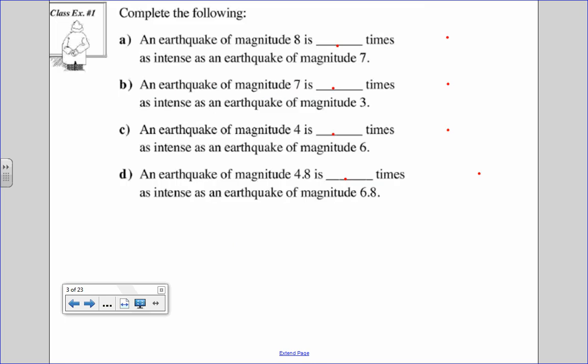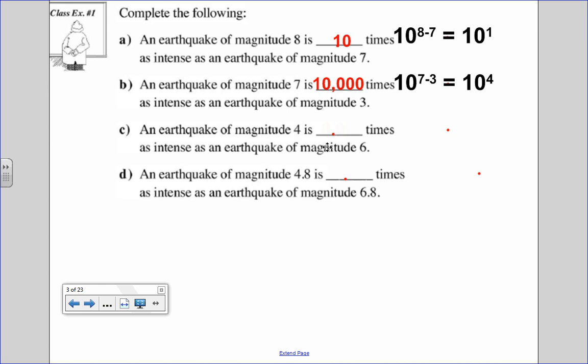So let's try completing this. We want to compare earthquake magnitude 8 to 7. 8 is bigger than 7. It's 1 unit higher, so the intensity will be 1 factor of 10, or 10 times as intense. Magnitude of 7 compared to 3. 7 is bigger. It is 4 units bigger, so it will be 4 factors of 10 times more intense, or 10 to the exponent of 4, which is 10,000 times more intense.